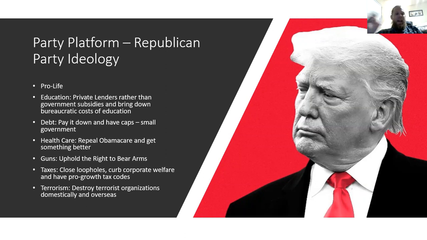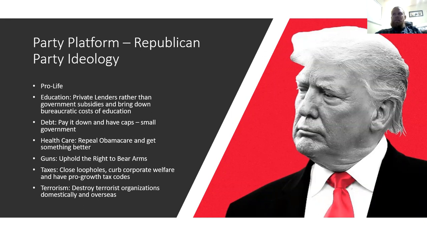In terms of guns, Republicans tend to uphold the right to bear arms, and by tend, that one is almost a universal truth. In terms of taxes, they want to close loopholes and curb corporate welfare, which is government subsidies to help corporations, and have pro-growth tax codes, which in essence means lower taxes for everybody, which allows growth in spending and growth in the economy. From that perspective, the government can collect a lot of taxes because people are spending constantly.